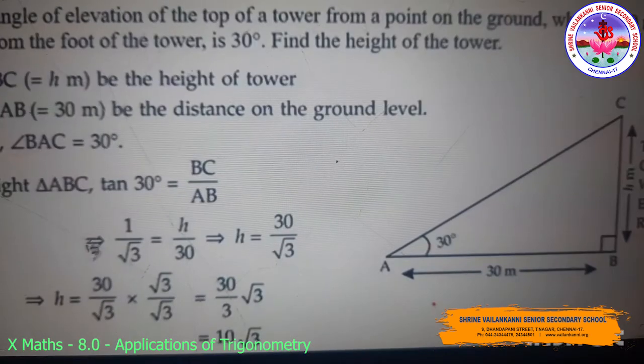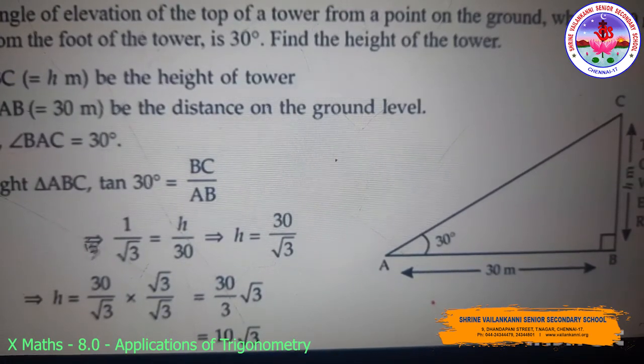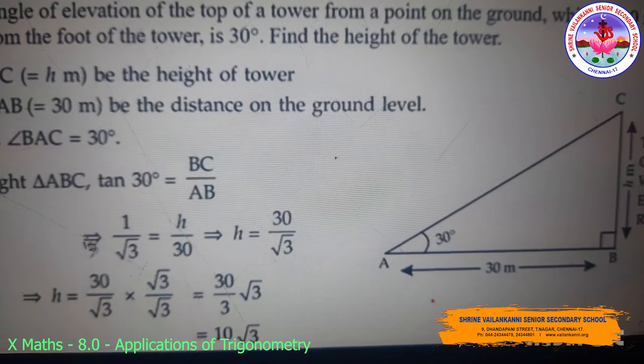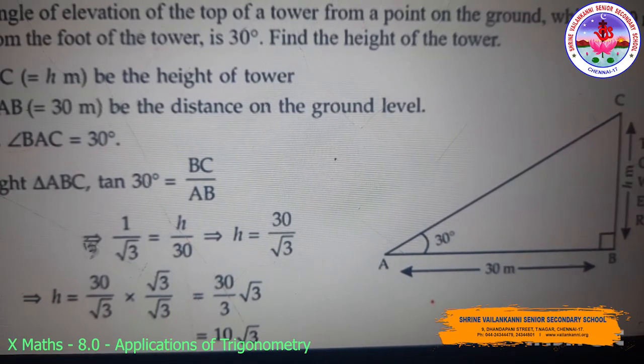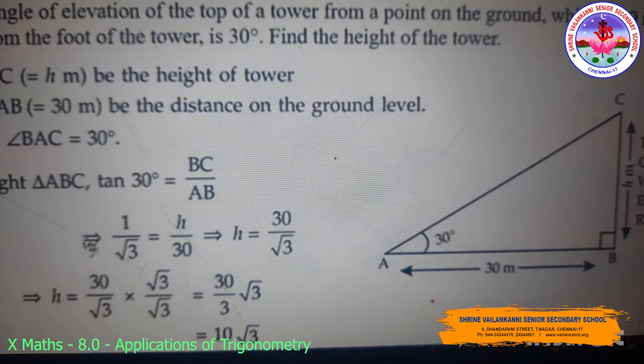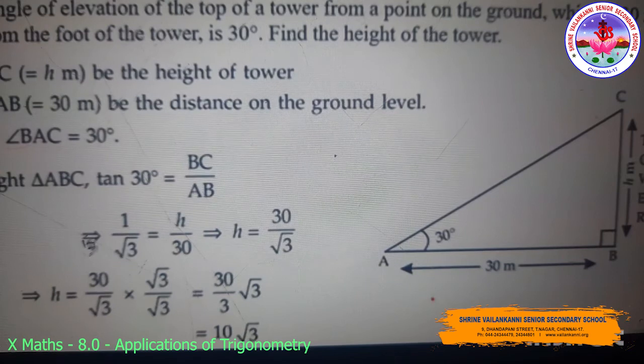Fourth problem: The angle of elevation of the top of a tower from a point on the ground which is 30 meter away from the foot of the tower is 30 degree. Find the height of the tower. With the given statement, we are going to draw the figure. Considering BC as the tower of height h meter, and we are marking a point on the ground as A, which is at a distance of 30 meter from the bottom of the tower. So we are naming the horizontal distance as AB, which is equal to 30 meter.